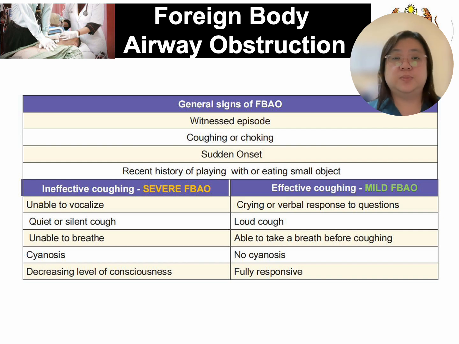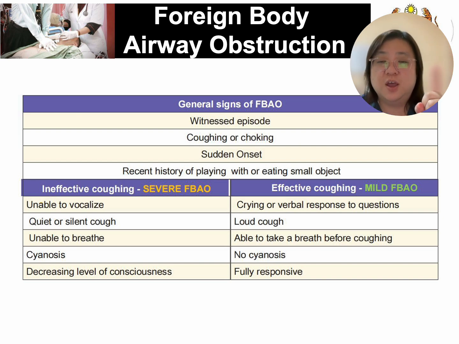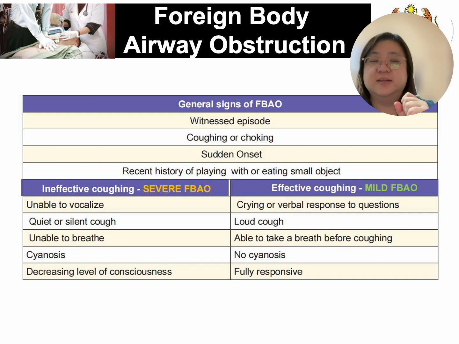Next up would be foreign body airway obstruction. This is a very important slide. Generally you need to know the general signs of foreign body airway obstruction. How do you know this is foreign body airway obstruction, meaning choking? First, it has to be a witnessed episode of choking. It should be of sudden onset.